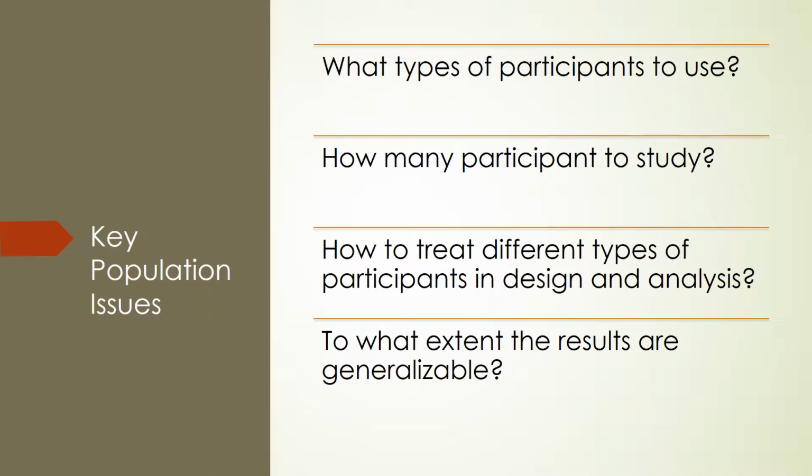There are four key population issues to consider when planning a research study. What types of participants to use, how many participants to study, how to treat different types of participants in design and analysis, and to what extent the results are generalizable.